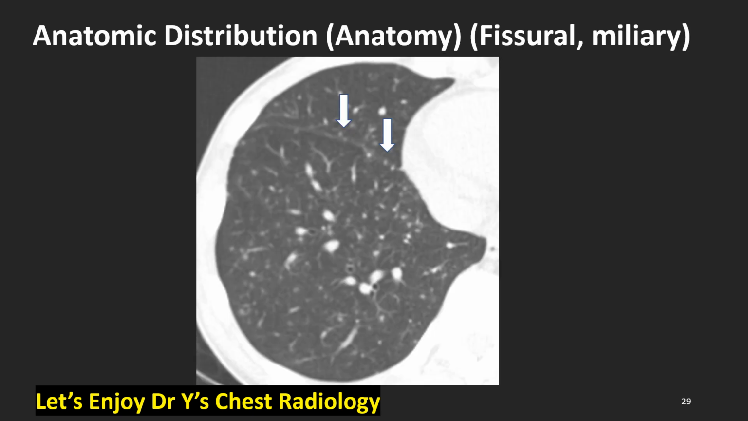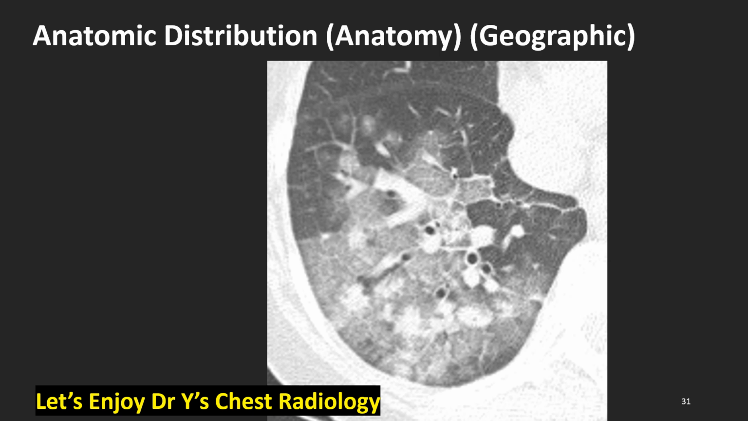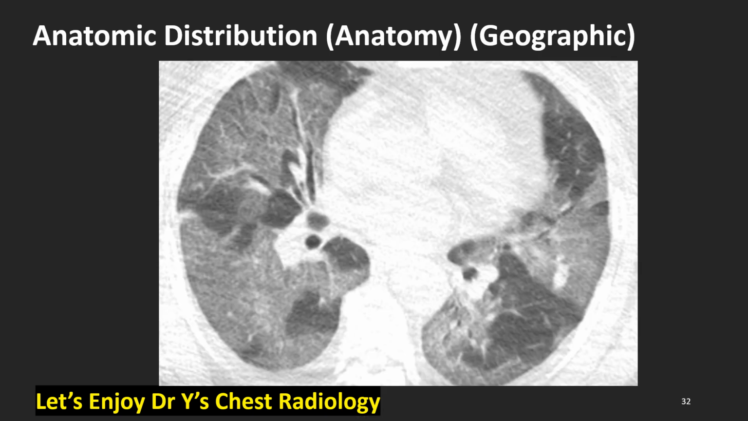Anatomic distribution, anatomy, fissural. These micronodules are fissural, right major fissure, and they are also miliary micronodules of tuberculosis. Anatomic distribution, anatomy, perifissural. The arrow indicates perifissural nodule. Anatomic distribution, anatomy, geographic. The ground glass opacities are geographic in distribution. Bilateral ground glass of geographic distribution.